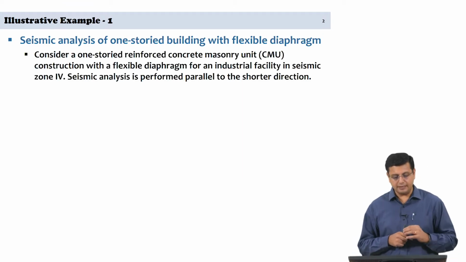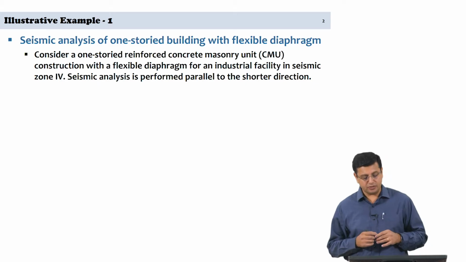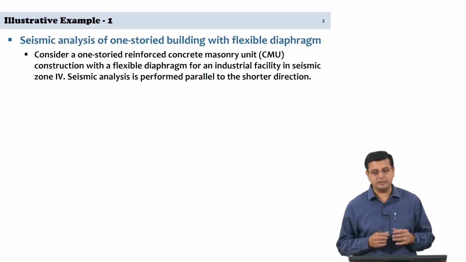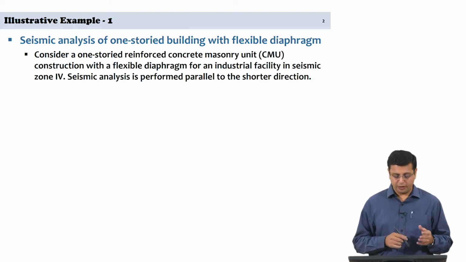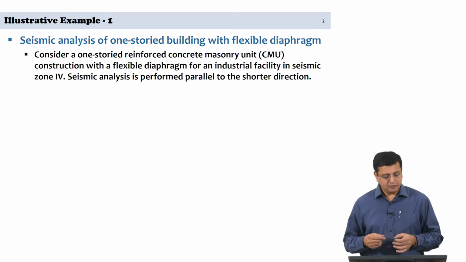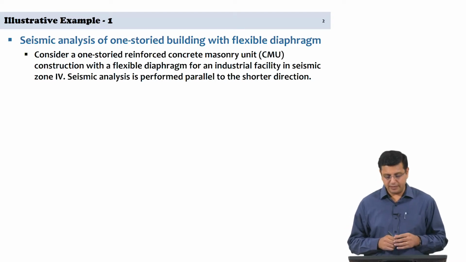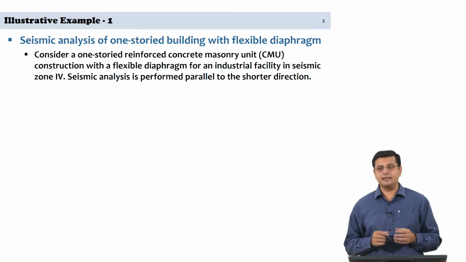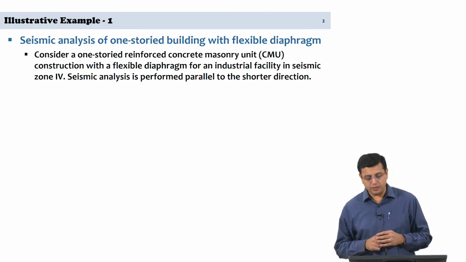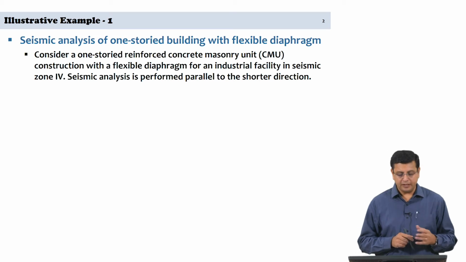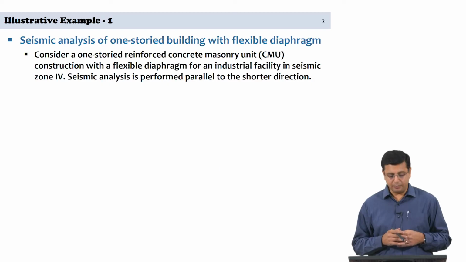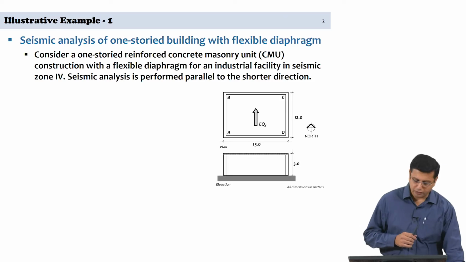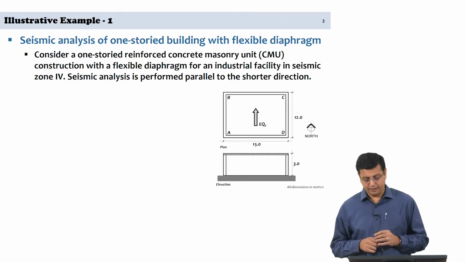Okay. So, let us consider one storied reinforced concrete masonry unit construction. So, we are looking at CMU construction, so that if there is reinforcement that is required, you can provide the reinforcement within the pockets. This is a building with a flexible diaphragm, and we are looking at a structure that is an industrial facility. So, it could be a warehouse as an industrial facility. It is located in seismic zone 4, and we are going to be looking at, in this particular example, seismic analysis that is performed parallel to the shorter direction of the building that is considered. So, it is a simple construction.